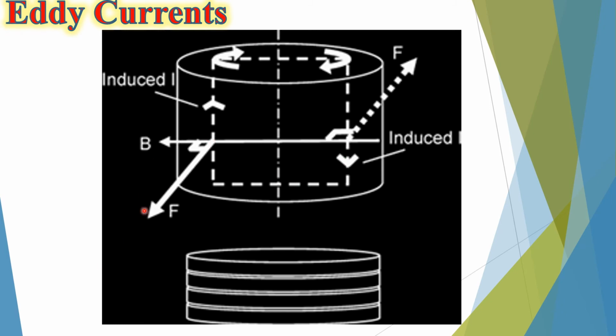And there is an applied force which is resisting the rotation of this conductor. And due to this eddy current, heat is generated in this conductor. To avoid the heating effect, we can use a stack of coins, and these coins are insulated from one another so that we can reduce the heating effect.